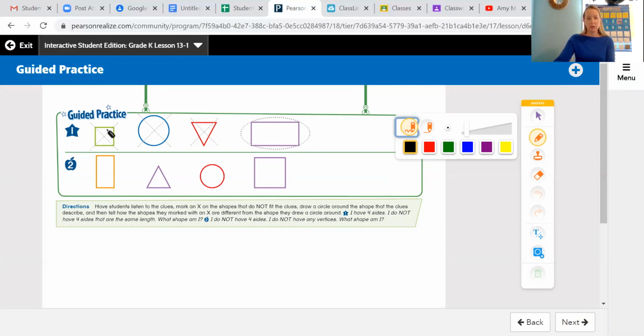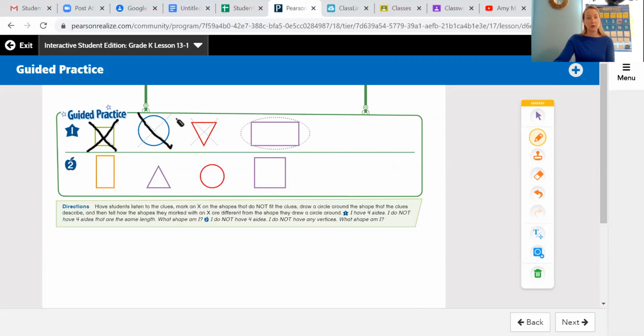So let's look at the square. Does the square have 4 sides? Yes, but are they all the same length? Yes, and they said the sides cannot be the same length. So we will cross out the square. Ooh, here's a circle. Does a circle have 4 sides? No, so we can go ahead and cross it out. What about a triangle? Does a triangle have 4 sides? Let's count. 1, 2, 3. Only 3, so let's cross that one out. And over here we have a rectangle. Does the rectangle have 4 sides? 1, 2, 3, 4. It sure does. Does it have 4 sides that are the same length?